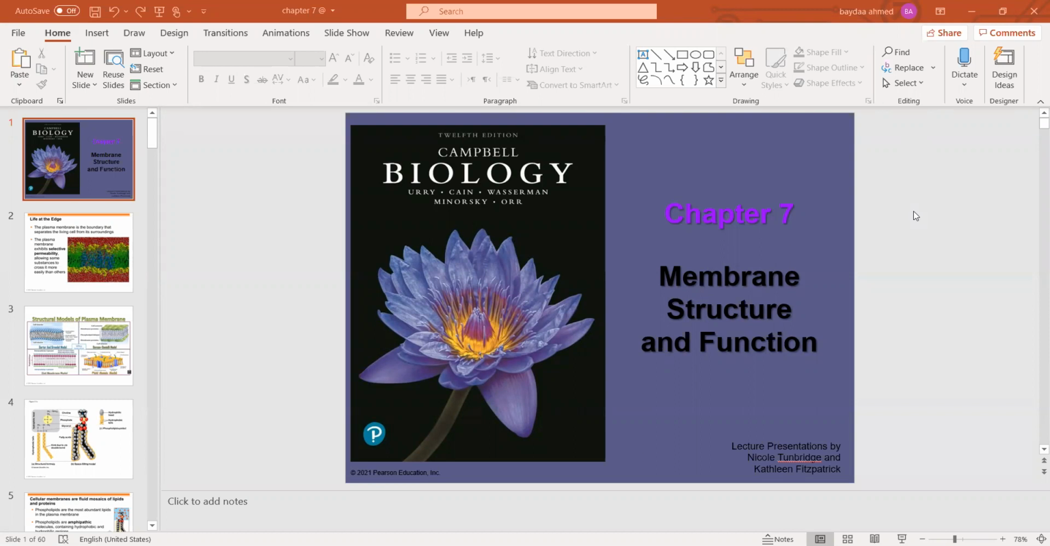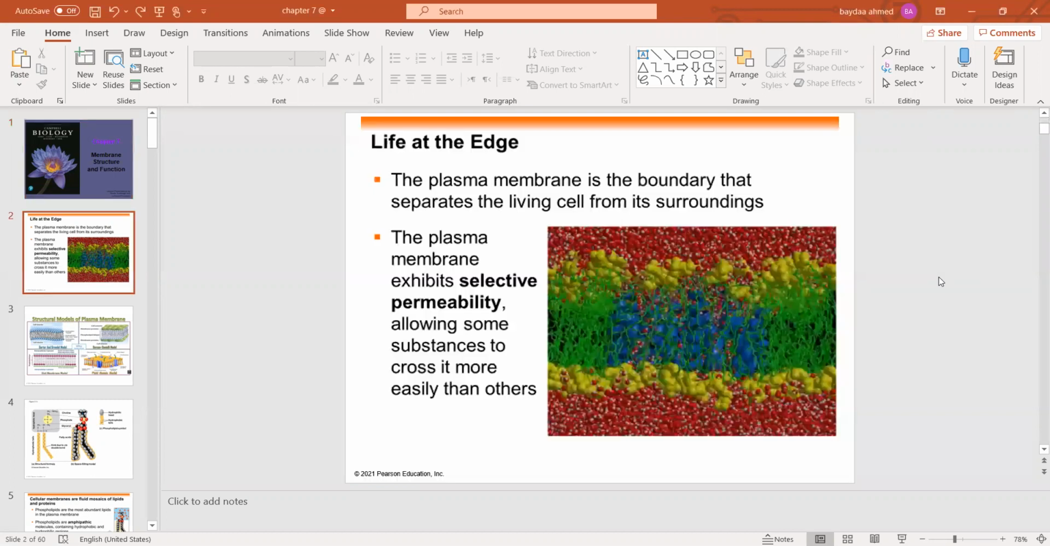Let's learn about membrane structure and function. We probably know that living organisms are made up of cells, from unicellular organisms like bacteria, which are made up of just one cell, to large animals that are made up of trillions of cells.